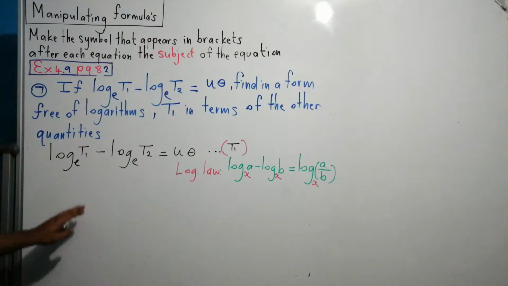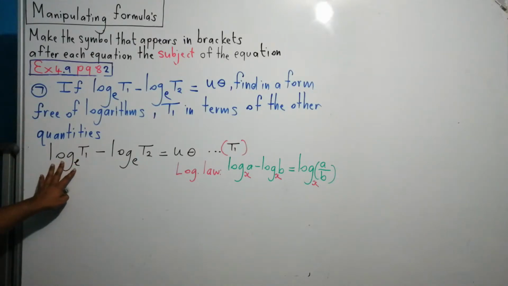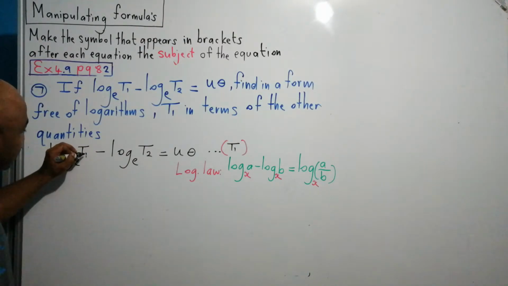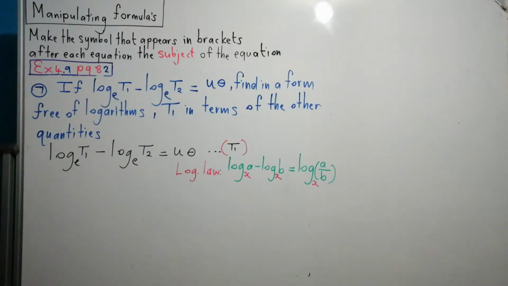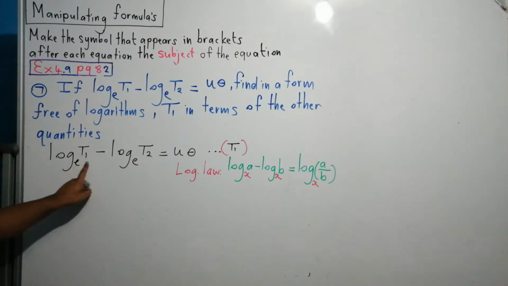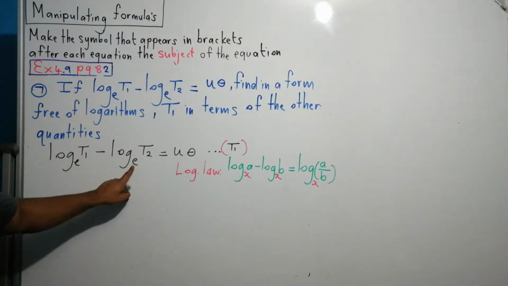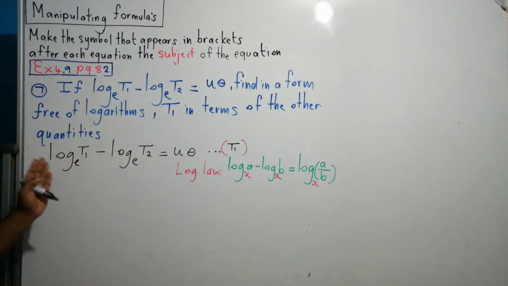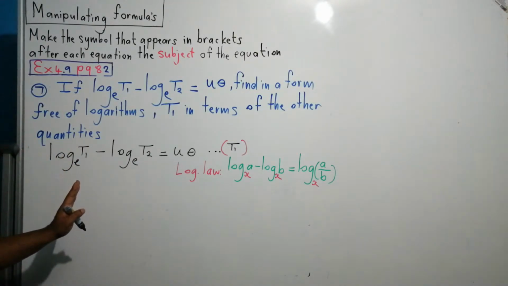Now t1 is part of the logs here. So if we want t1, we need to get rid of the logs. So how do we do that? What we can do here is notice that we have two logs, there's a minus sign, and the bases are the same. Notice your base is e. You can write this as natural log, but I'm going to leave it as it is for now.